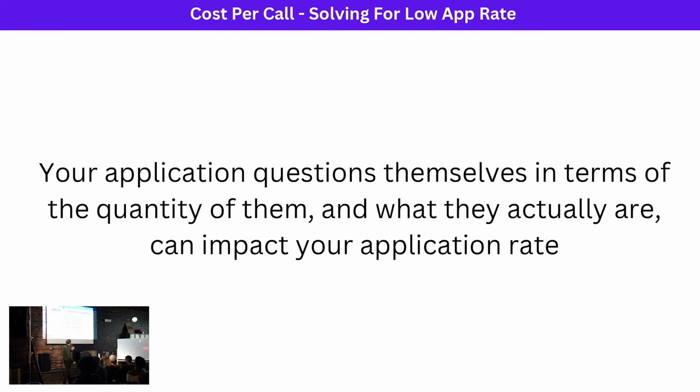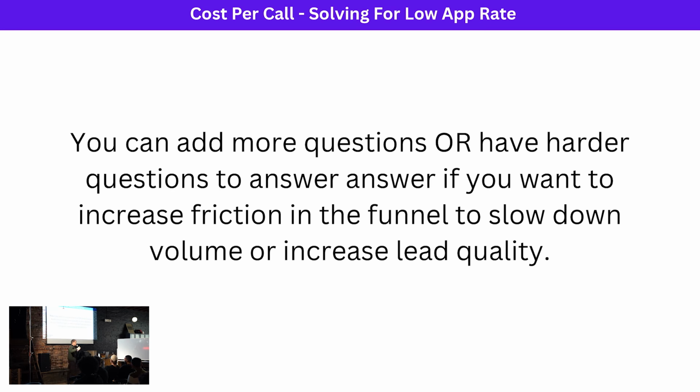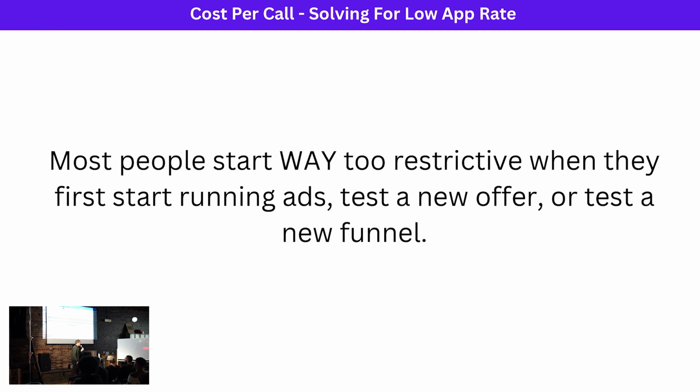So then real quick, get into application questions. Your app questions themselves, in terms of the quantity of them and what they actually are, can impact application rate. So you can add more questions or have harder questions to answer if you want to increase friction and slow down the volume or increase lead quality. So if some of you need to increase lead quality, that's a way you can look into doing it.